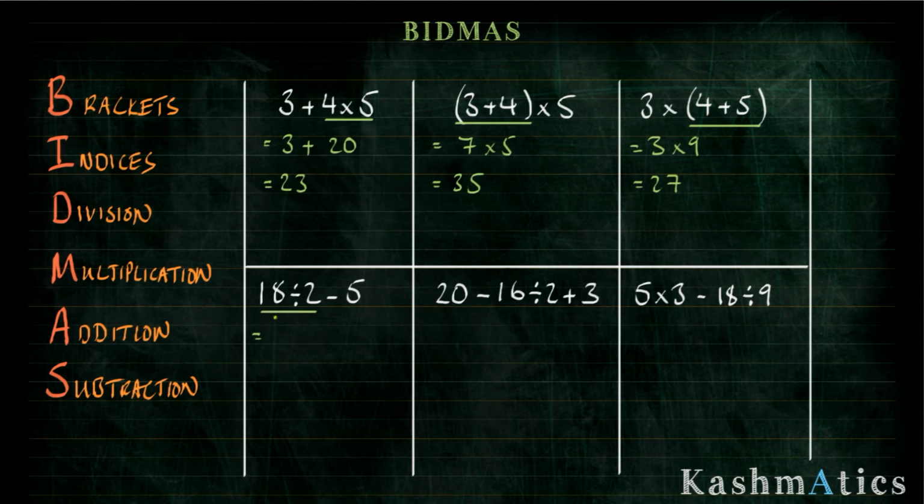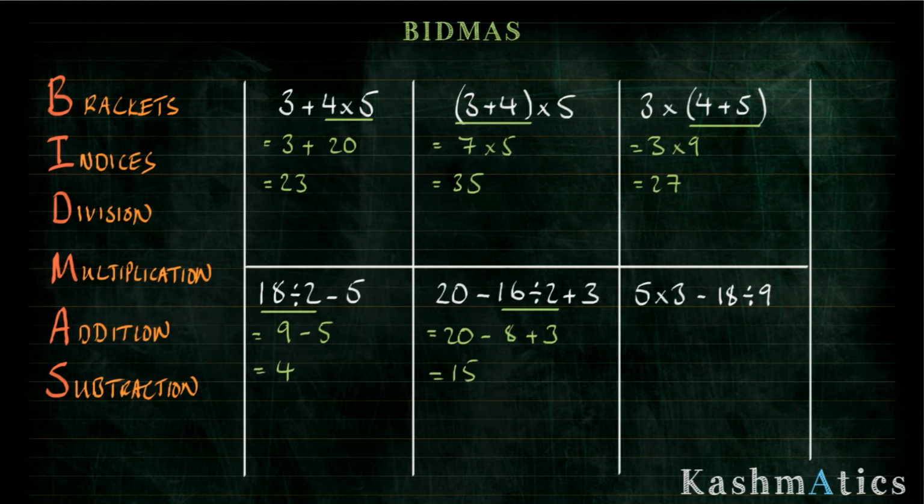This next example, there's no brackets, there's no indices, but there is a division, so let's underline that. I'm going to do that first. 18 divided by 2 is 9, and it's 9 take away 5, which is 4. The next example, if I go through the list, no brackets, no indices, but there is a division, so let's underline that. So it's 20 take away whatever 16 divided by 2 is, and that's 8, plus 3. Now, although there's 2 operations left, remember additions and subtractions get done together. Okay, so there's no brackets left, no indices, no divisions. Well, we've done the division. There's no multiplications, but there are some additions and subtractions. So I just do 20 take away 8, which is 12, and 12 add 3 is 15.